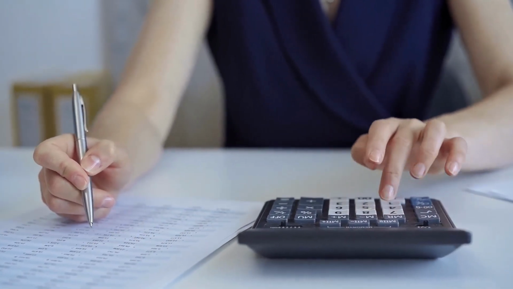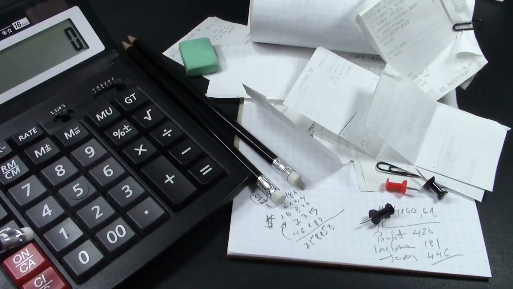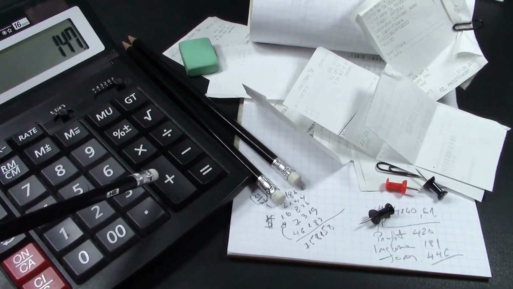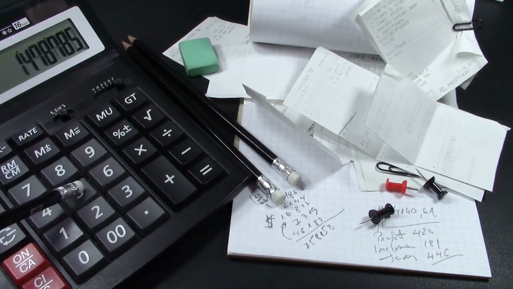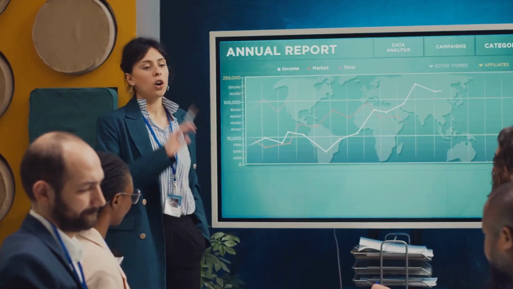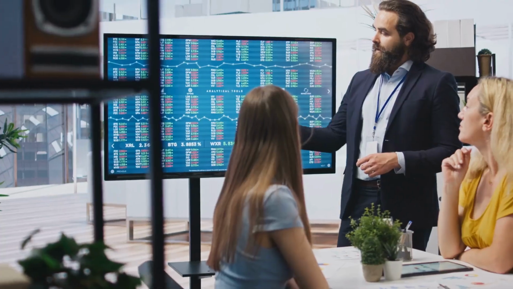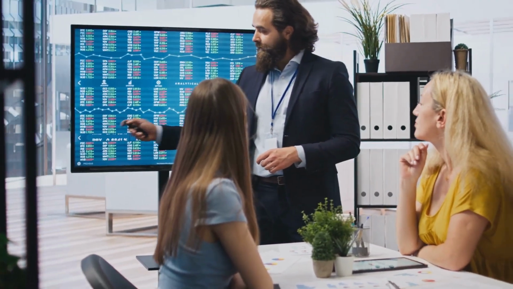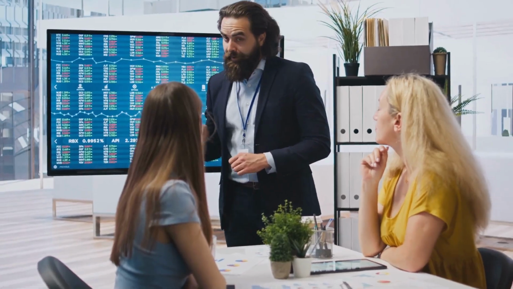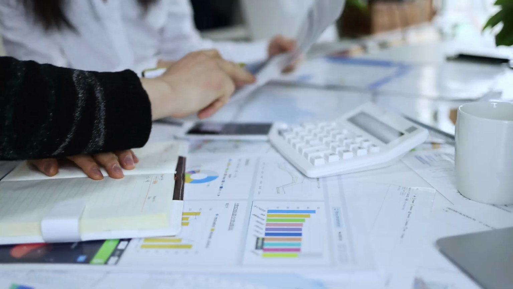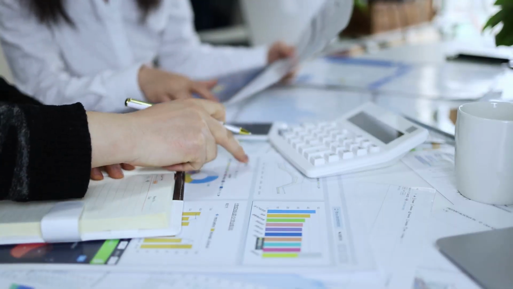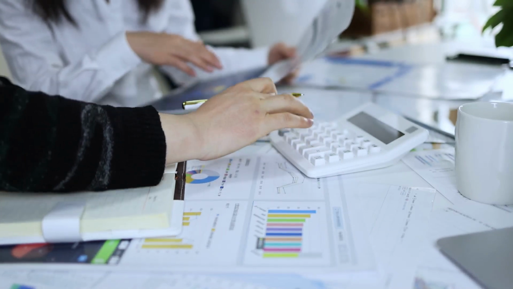Calculating ROA is relatively straightforward. The formula is as follows: ROA equals net income divided by average total assets. Net income is the company's profit after all expenses have been deducted from revenue. Average total assets represent the average value of the company's assets over a specific period. This is typically calculated by averaging the assets from the beginning and end of the period.